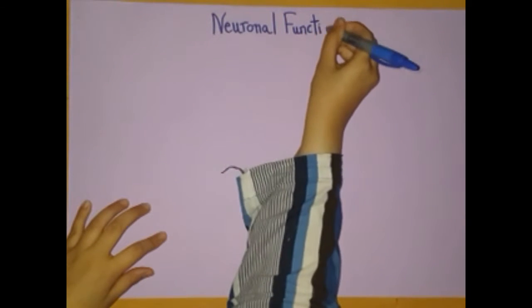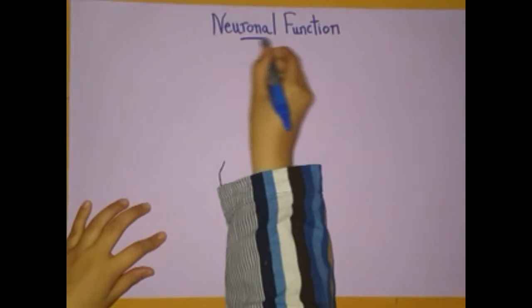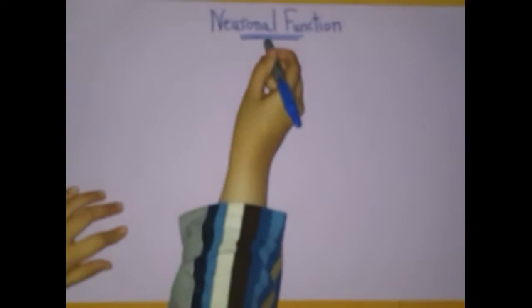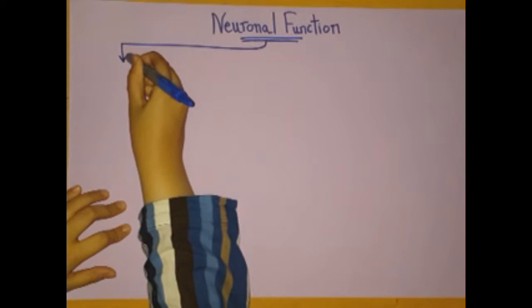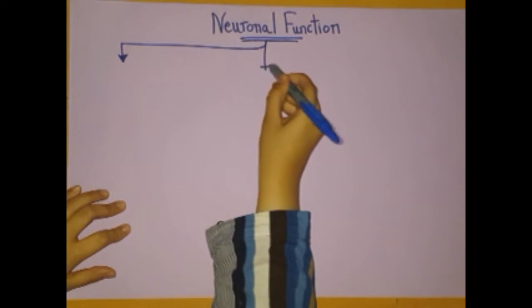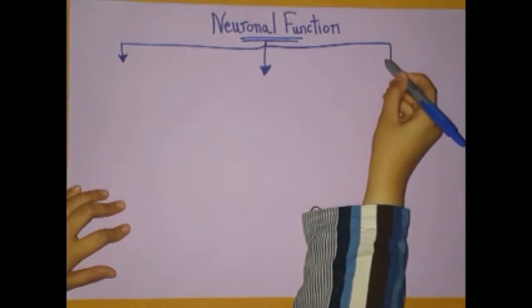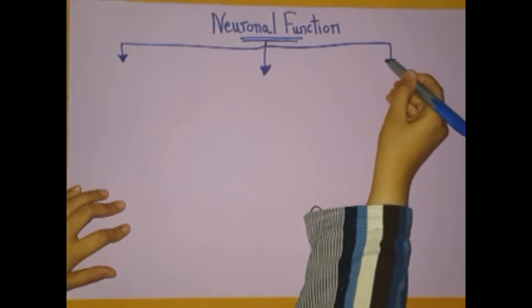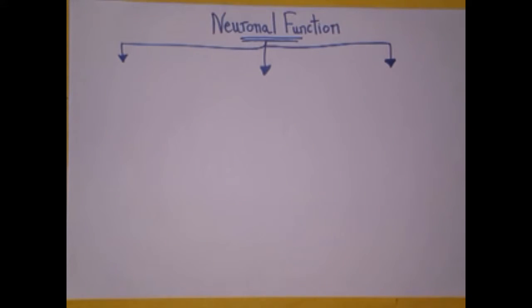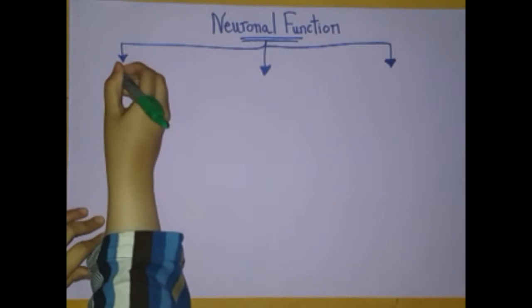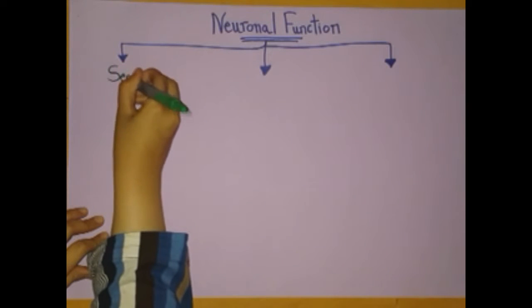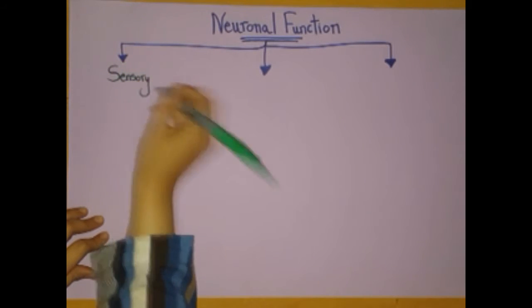So, in order to discuss the neuronal function, we have to recap what we've mentioned in week 1 anatomy. We've mentioned that nerves are classified into 3 different categories. We had the sensory neurons, we had the relay neurons, and we had the motor neurons. So let's start with the sensory neurons.